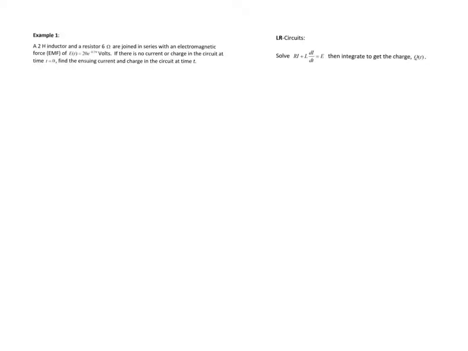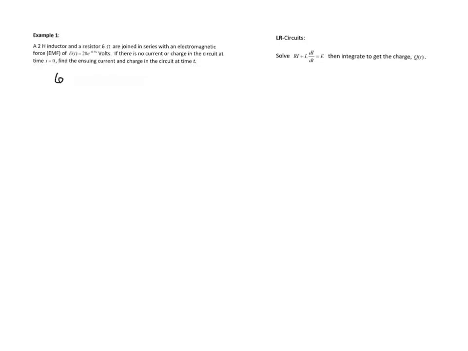Okay, so for this example, we want to model an LR circuit and then use it to answer a question. The first thing you'll notice in all these examples is that although we have 3 components in our circuits, all these problems will have just 2 components because we're looking at first order equations. So you'll notice that we have an inductor and a resistor, so that makes this an LR circuit.